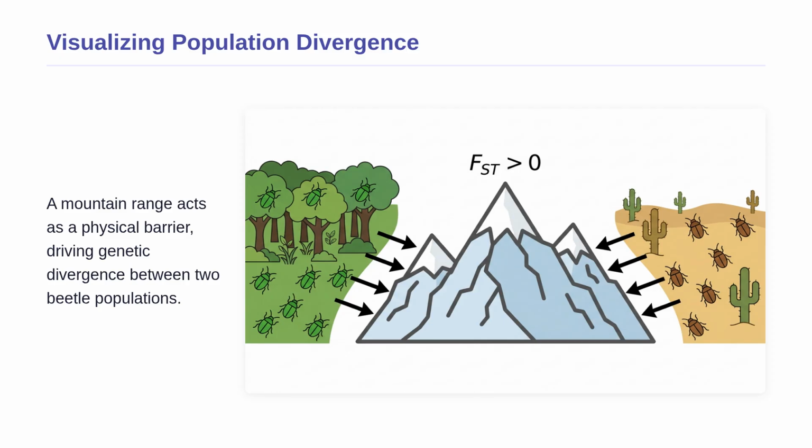Above the mountain, you see the label FST greater than 0. This diagram beautifully illustrates how different environmental pressures, combined with geographic isolation, force a single species to diverge, perfectly matching our high fixation index calculation.